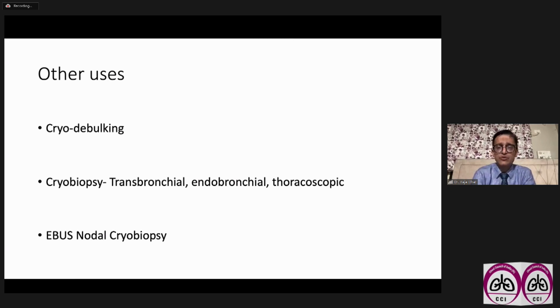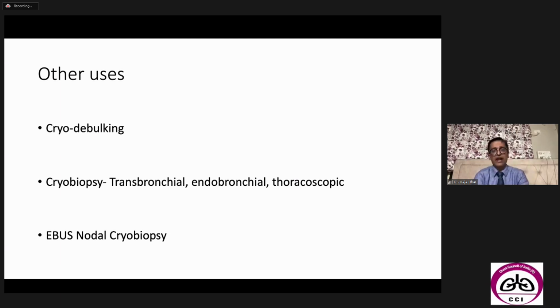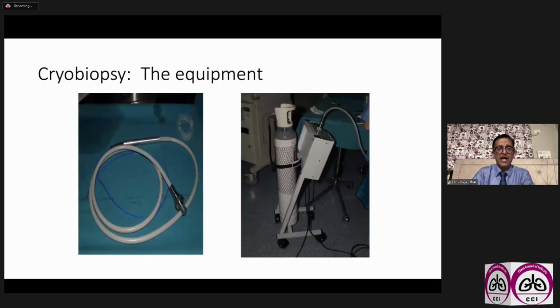So the three areas where I'm going to lay a lot of emphasis on is cryo debulking and cryobiopsies. And I'll talk about cryobiopsies in various forms. Chetan is going to talk to you about EBUS nodal cryobiopsy after I'm done. So that's what is on the anvil today.